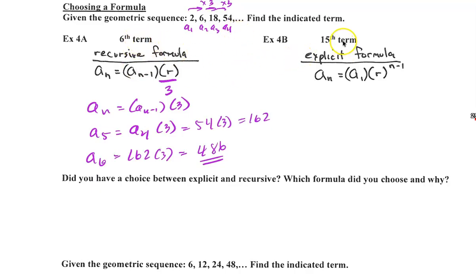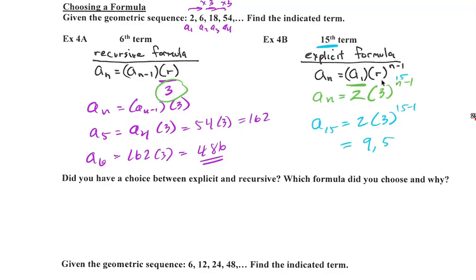Now if they want me to find the 15th term, I don't want to do this like 9 more times. It'll take forever. So let's use the explicit formula. I just need a1, which is 2, and r, which is 3. So this is my explicit formula right here. The good thing about that formula is that if I want to find the 15th term, all I do is plug in 15. So a15 is 2 times 3 to the 15 minus 1, which is a big number. We'll put that in the calculator and we get 9,565,938.